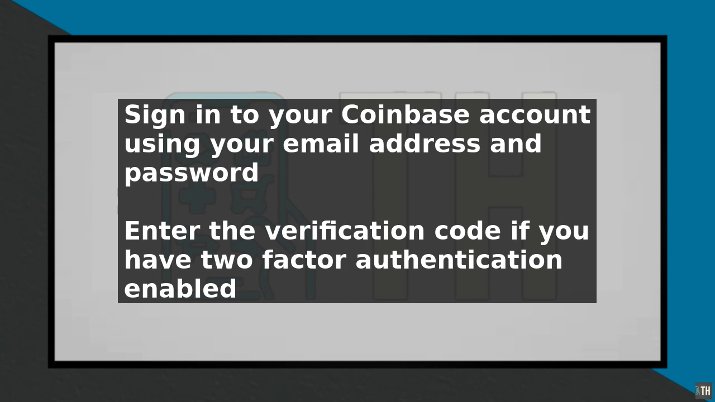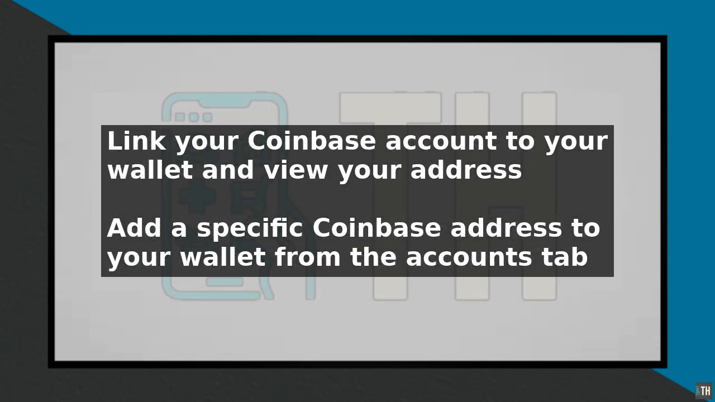To add a specific Coinbase address to your wallet, go to the Accounts tab, select the account you just linked, and then tap on the Receive button. Here you will see a list of all your Coinbase addresses. Select the one you want to add and then tap on the Add Address button.